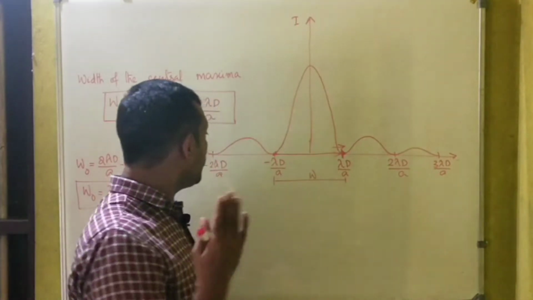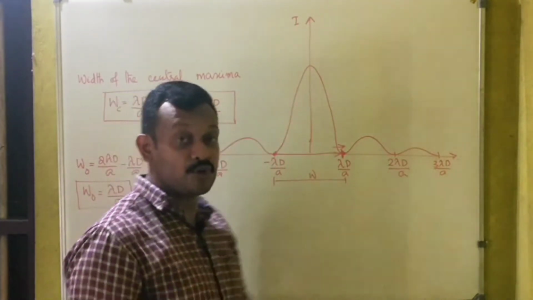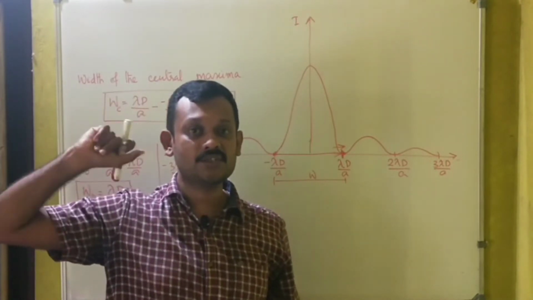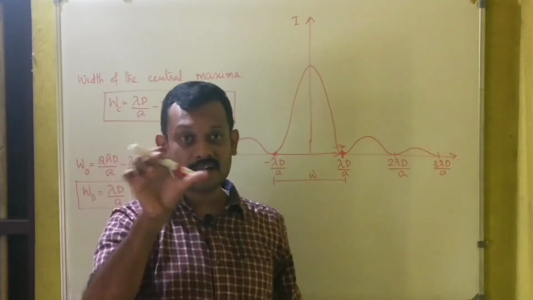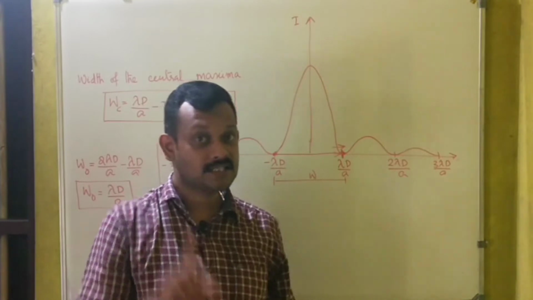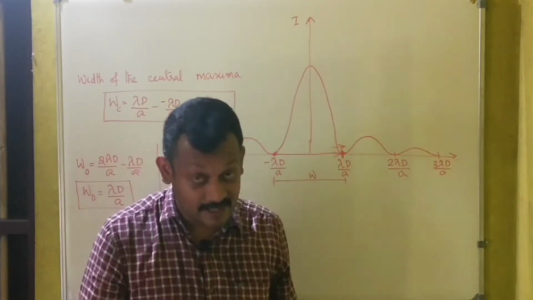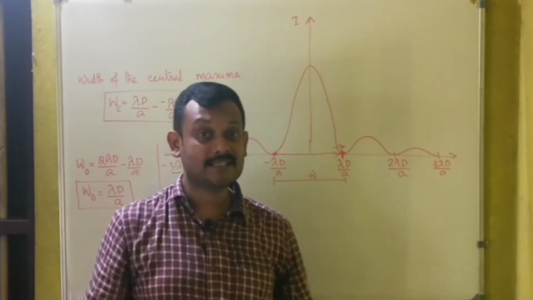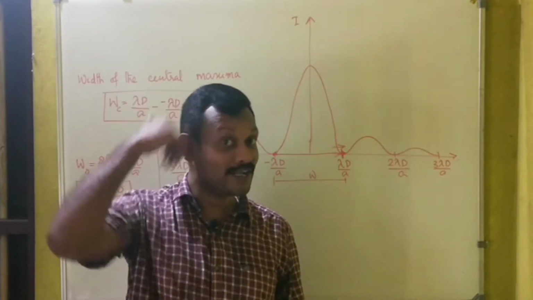So, unlike interference, what we have seen with interference is that interference bands are all equally intense. The separation between adjacent bands is the same. Adjacent bright bands is beta, adjacent dark bands also is beta. So in interference, the bands are equally spaced as well as equally intense.